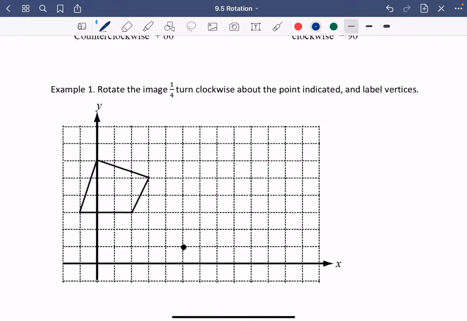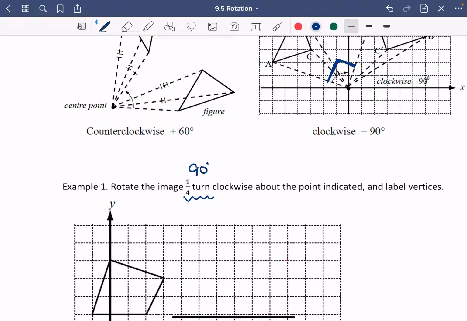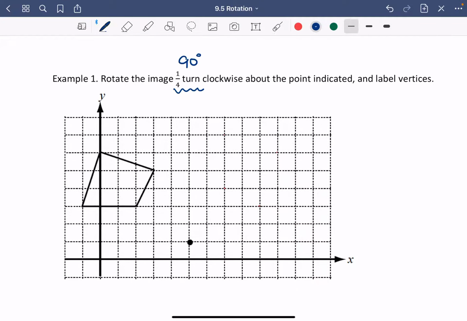Okay, so let's see an example here. Rotate the image a quarter turn clockwise. And what does a quarter turn mean? One full turn is 360 degrees, so a quarter of 360 will be 90 degrees. So it's a 90-degree turn clockwise.